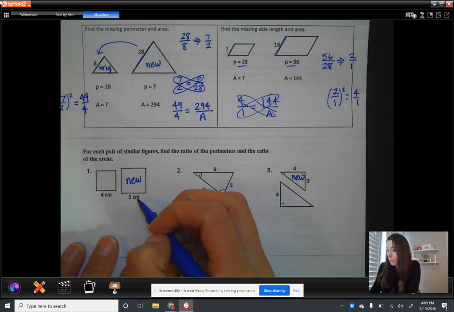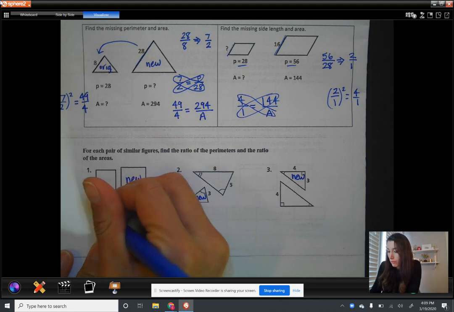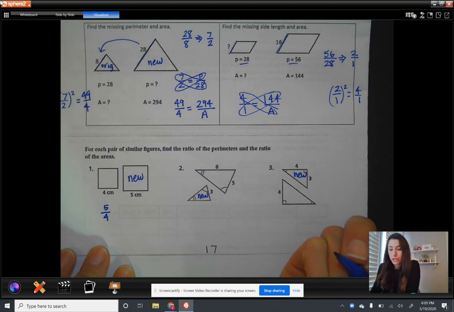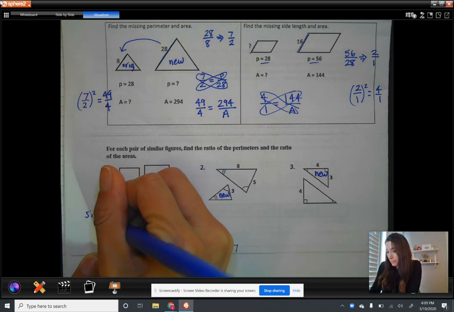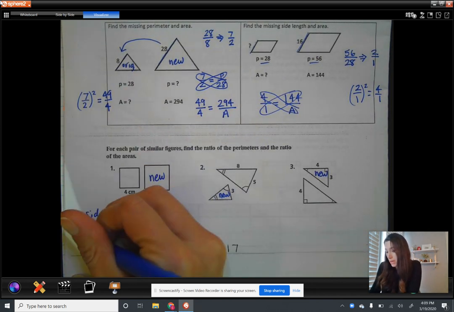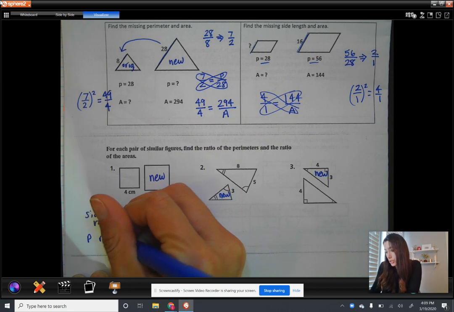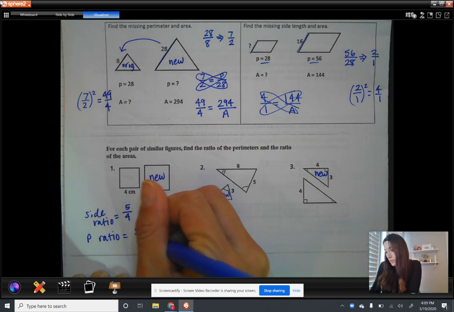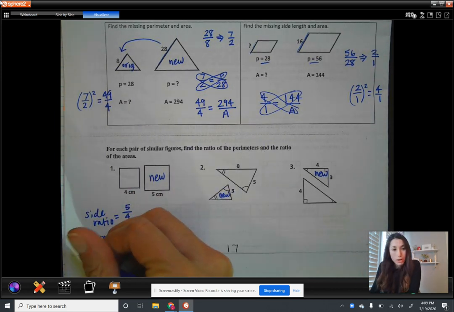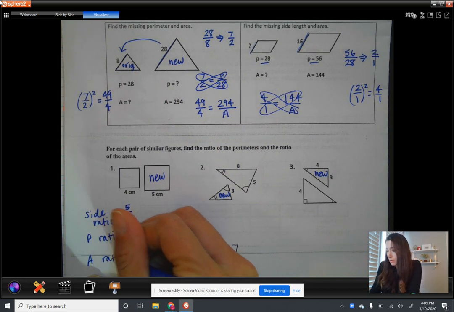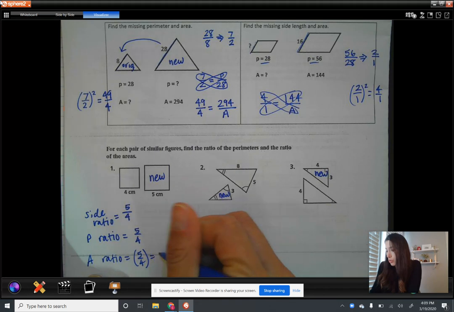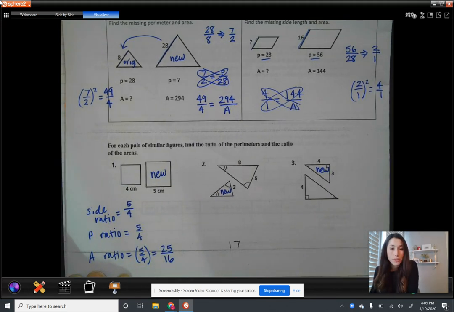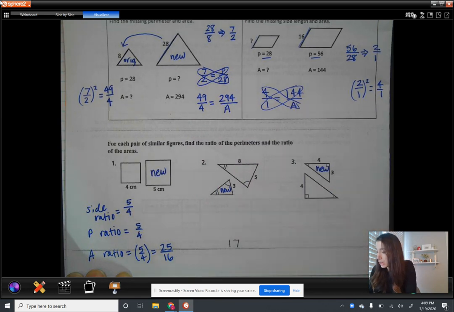So the new over the original is 5/4. That is the side ratio. I know it's not asking for that, but we need that. That's also the same as the perimeter ratio, P ratio. Remember, these are always the same. And then our A, our area ratio, is this value squared. So this would be 25/16 in simplified form. So you're going to set that up similarly for these problems here as well.